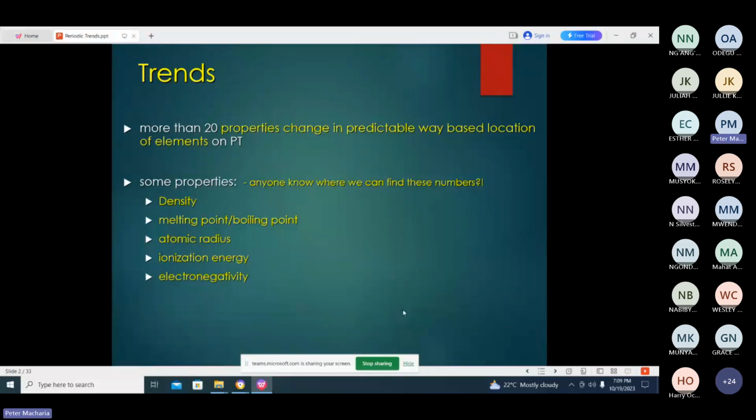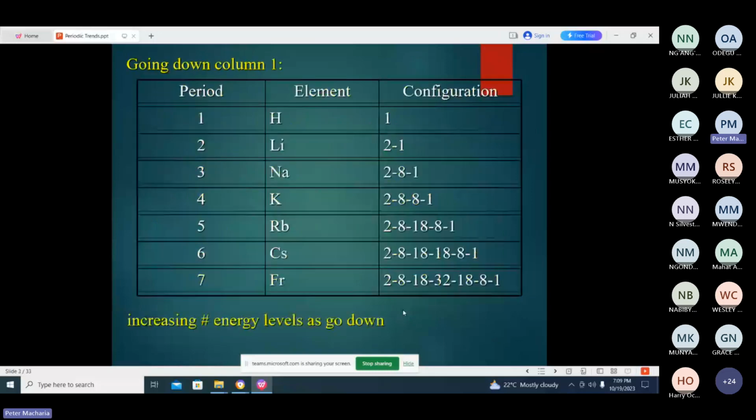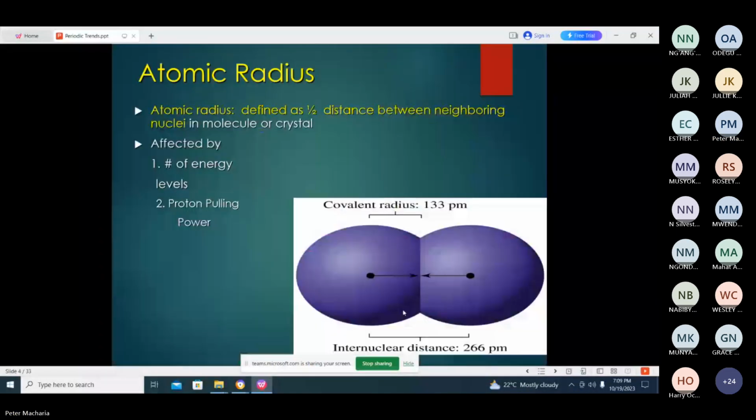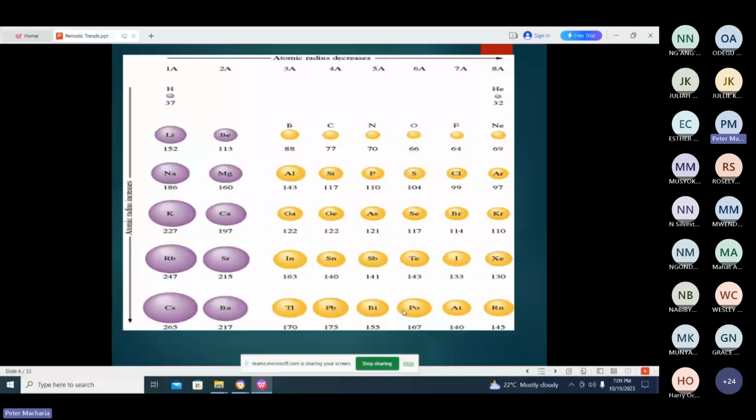So if we go to, let me first of all try to bring up the periodic table. So basically the periodic table is like this, right?